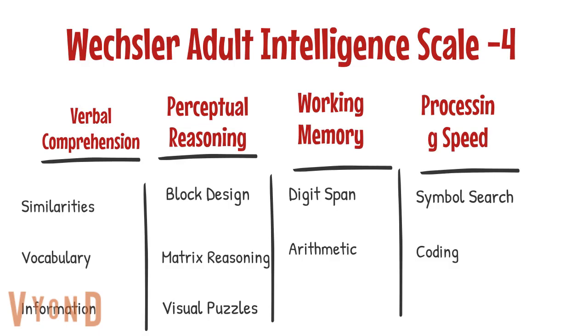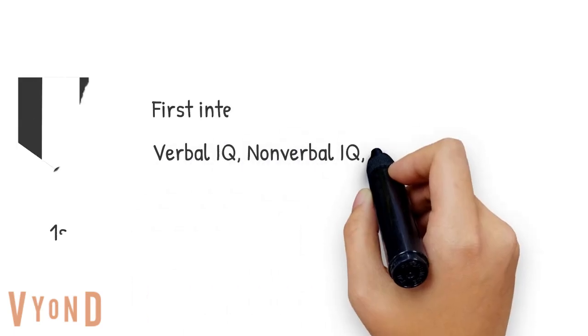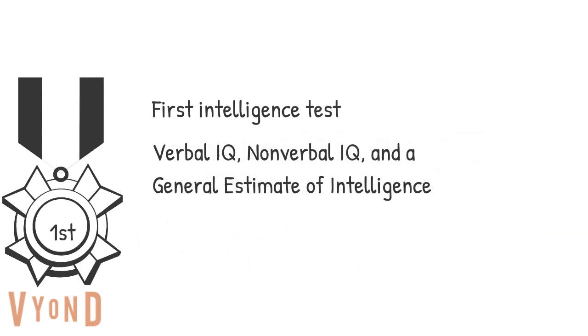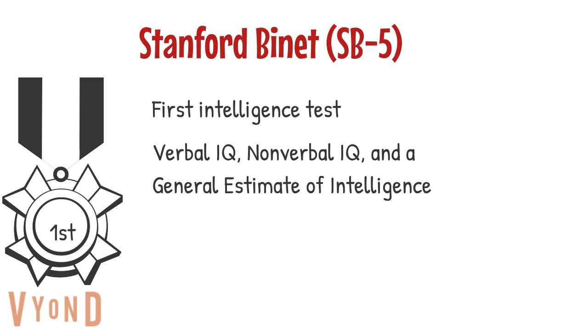The Processing Speed Index includes symbol search, where the examinee is asked to identify as many matching symbols on a page until time expires, and the coding subtest tasks the examinee with drawing symbols that match with a number, as many as they can until time expires. All four of these indices combine together to form a full-scale intelligence quotient, or G, which is a general estimate of intellectual ability. The Stanford-Binet was the first intelligence test created and formed what is known as the intelligence quotient, or IQ, which is an estimate of an individual's general ability, or G.